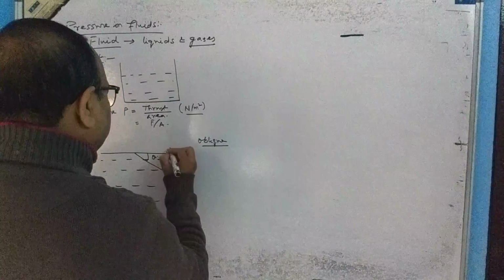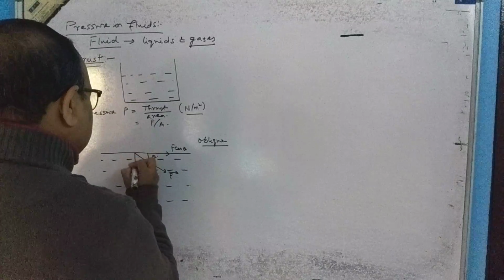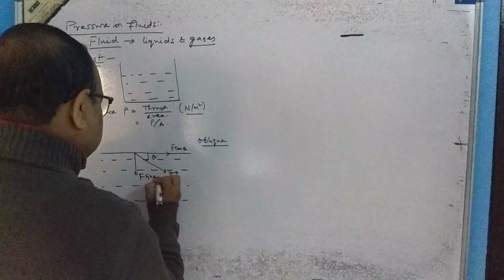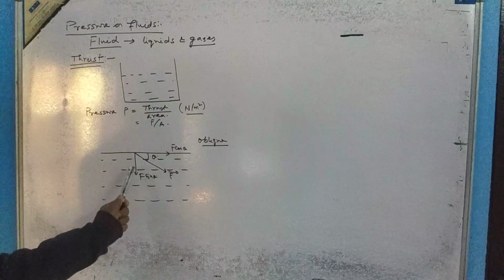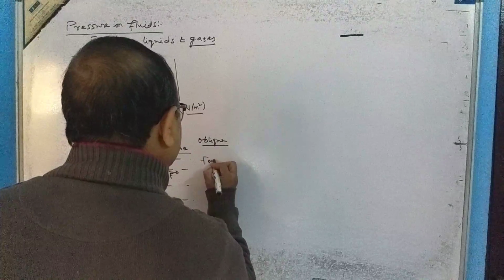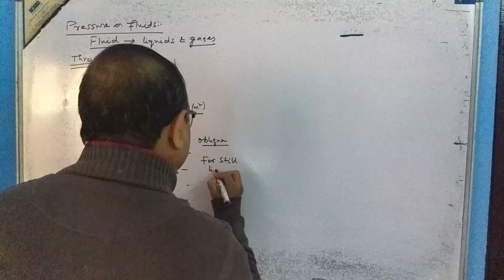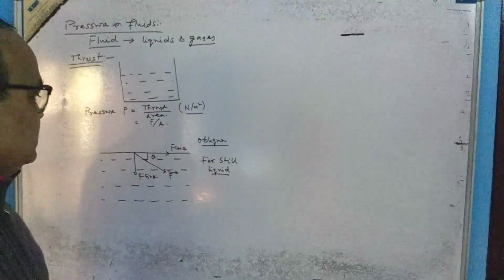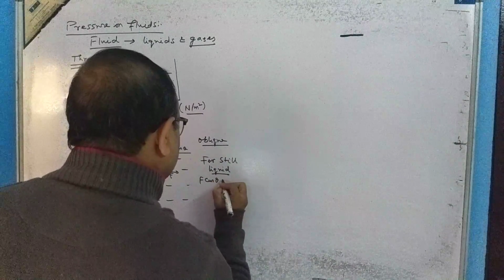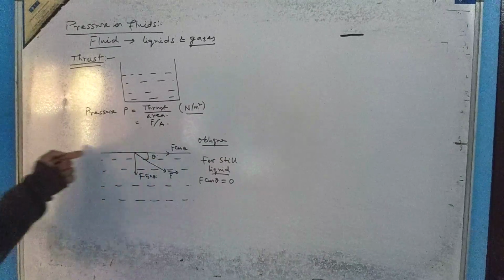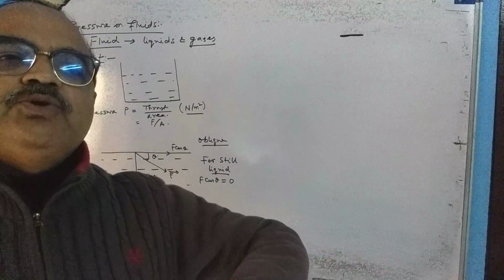Obviously, it should have two components. One should be F cos theta, and the other should be F sin theta. If force is treated as a vector, definitely it will have two components. The F vector is resolved into two components: one is F cos theta, another is F sin theta. Now I can write here for still liquid. If the liquid is still, then what will happen? Obviously, F cos theta must be equal to 0, which means there is no movement.